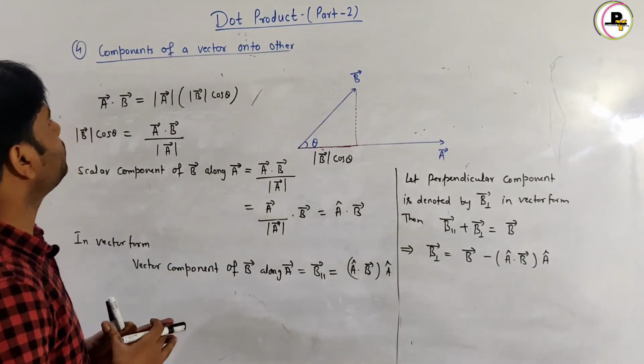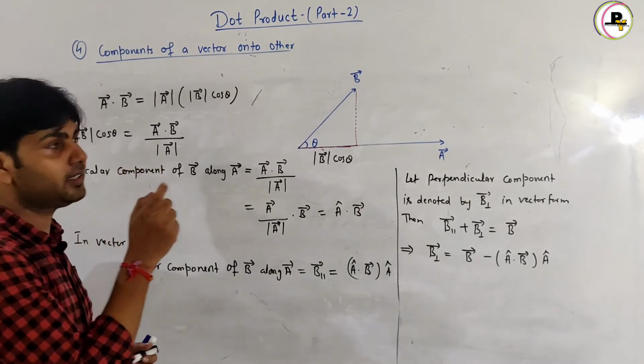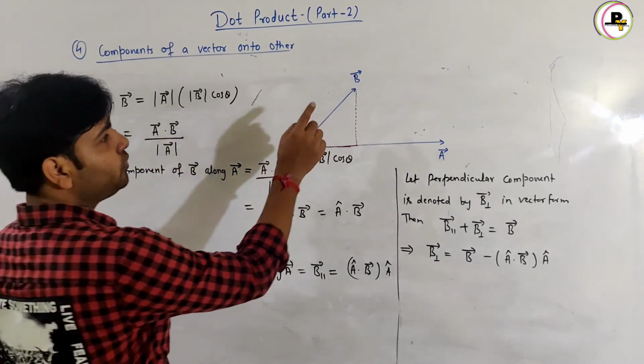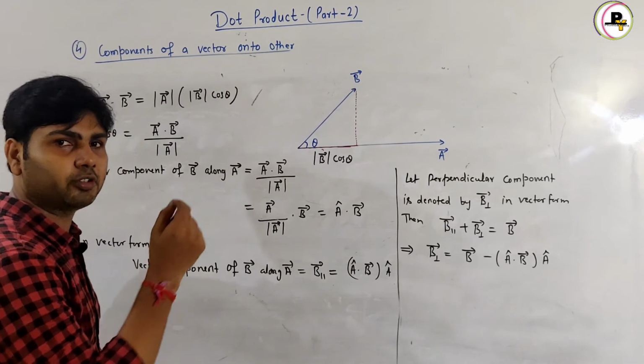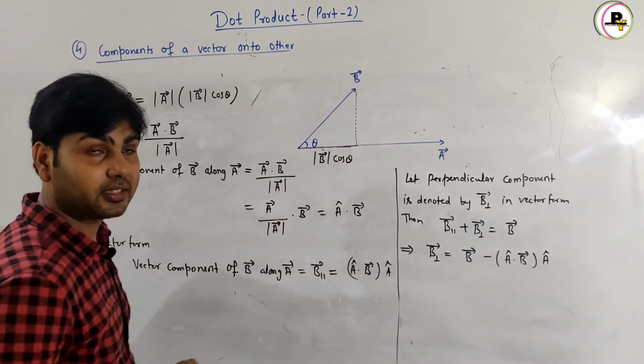So point number four is what? Components of a vector onto another. In the fourth point, we need to find the component of any vector onto another vector. As I know, this vector can be resolved along vector A and perpendicular to vector A. So first of all, I need to find the parallel component of vector B along vector A.